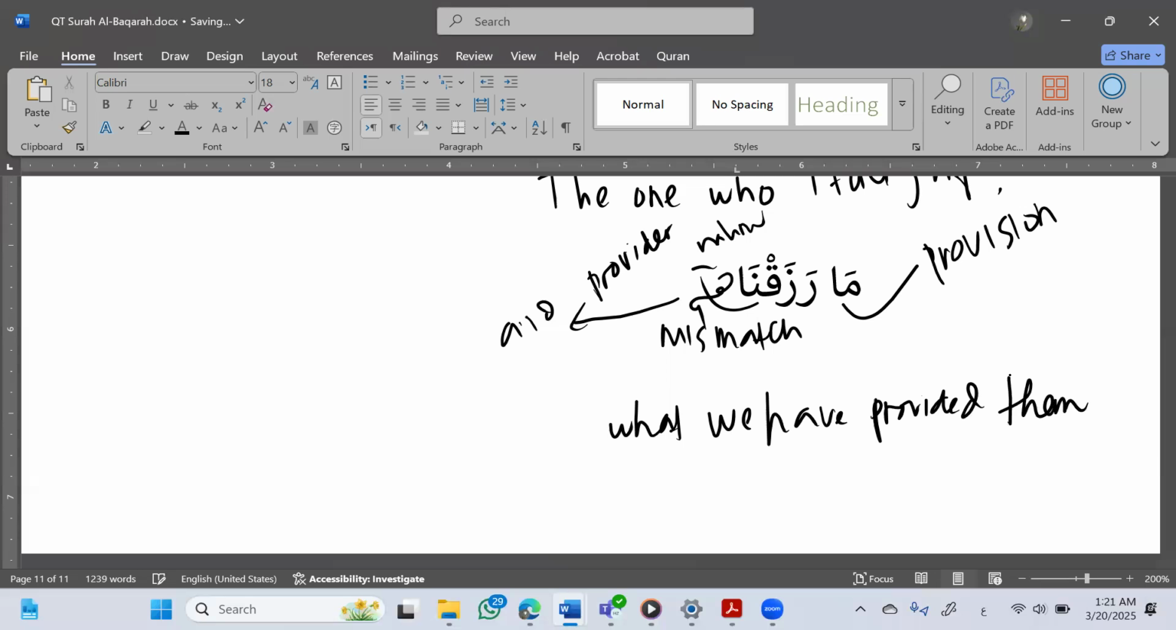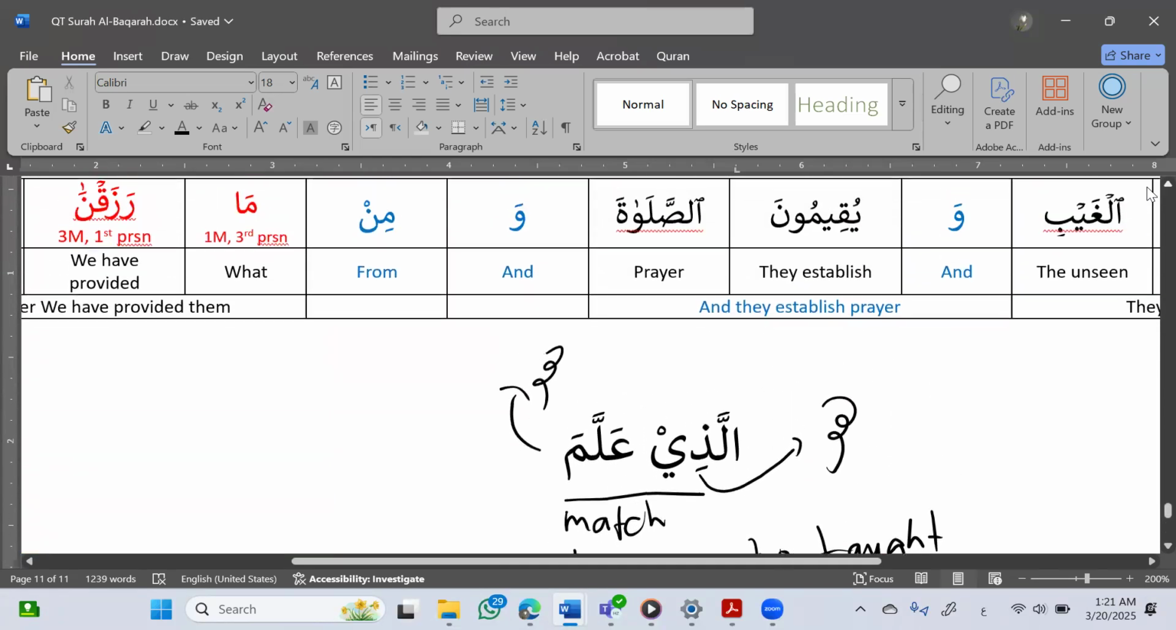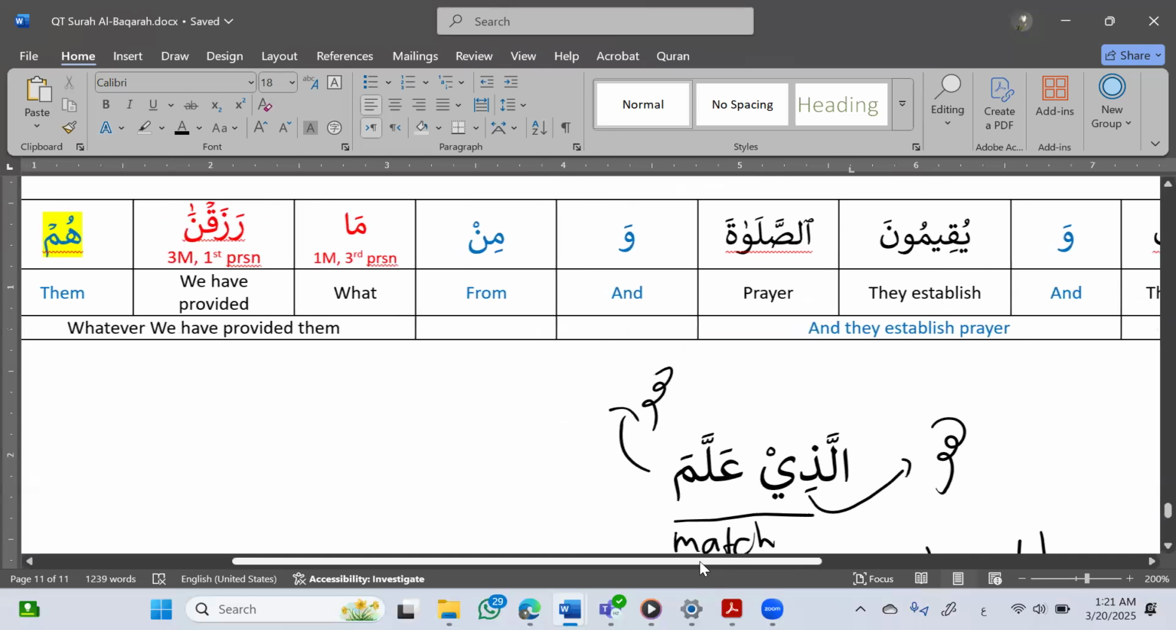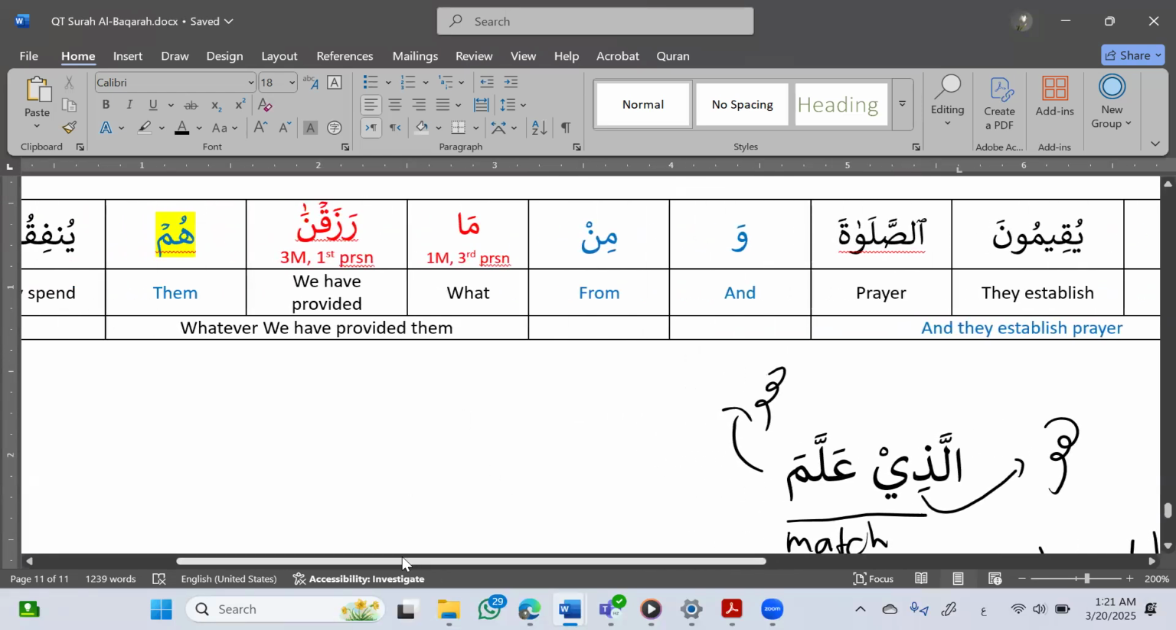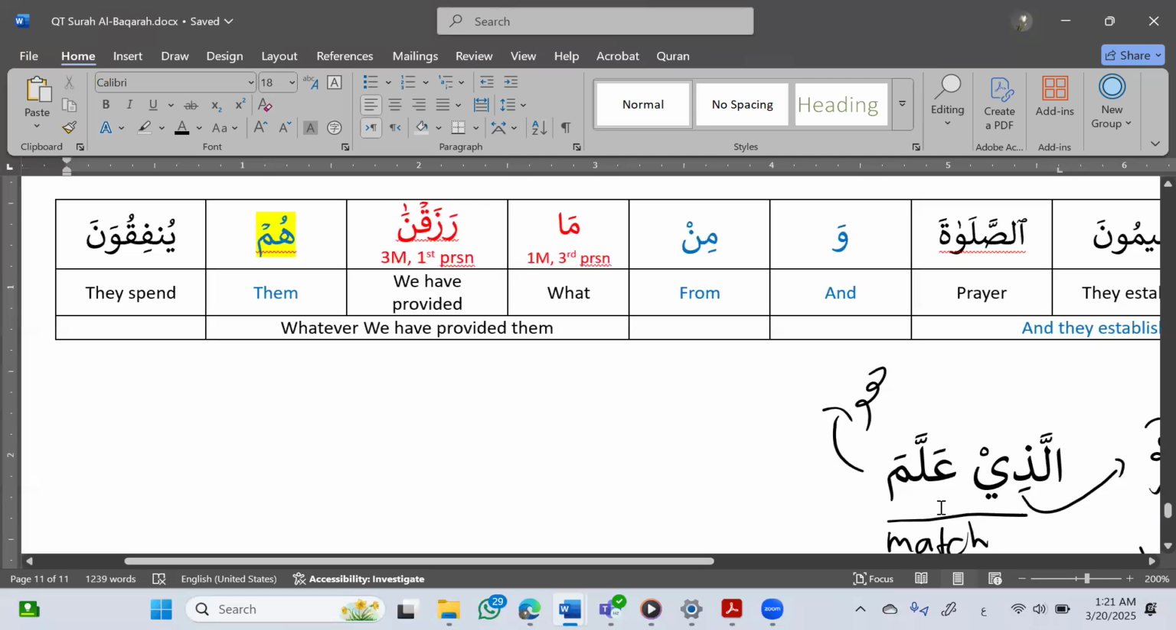So the provision in this case is being given to them, which makes sense because they spend from what we have provided them, meaning they are spending from their own wealth, from their own money, not from the others' money. So hum is not maful bihi, it's aid, or it can be both. When it comes to the mismatch, we can tell that hum is the aid, and this aid serves as maf'ul bihi.